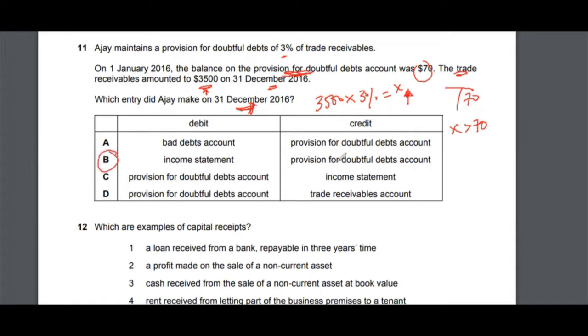If provision for doubtful debts is a topic which is difficult for you, I do have a video on that, so you can watch that on my channel to improve your understanding of this topic. All right, so you can watch that video.